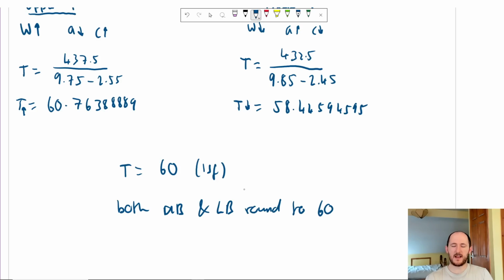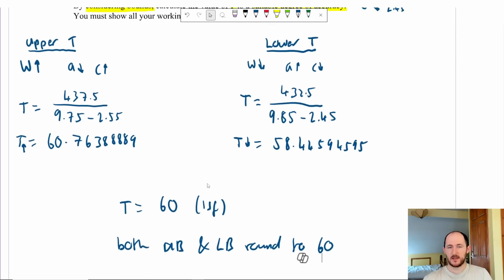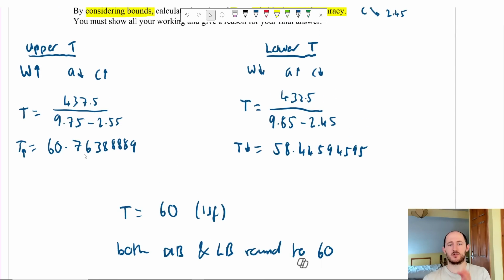Now, the thing I didn't like about this question is the fact that you round it to 1SF. In other questions that I've seen like this, it's normally 3 or 4 SF, 2 or 3 decimal places. So again, it might not just be 1SF. It might be something like four significant figures or whatever. But you check where they both round to the same number, but you want it to be as precise as possible.